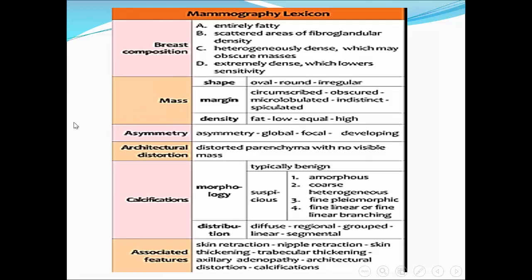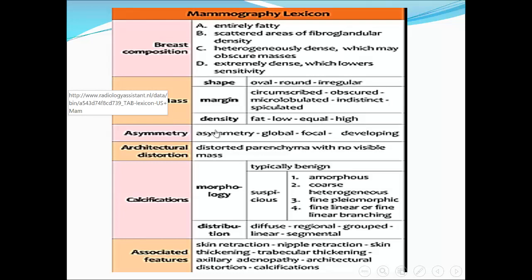In the presence of a mass, you have to see the shape of the mass. Is it oval, round, or irregular? The margins of the mass: circumscribed, obscured, microlobulated, or indistinct. The density: is it fat density or low density, equal or isodense, or highly dense? With an increase in the density of the lesion, it is more likely to be a malignant mass.